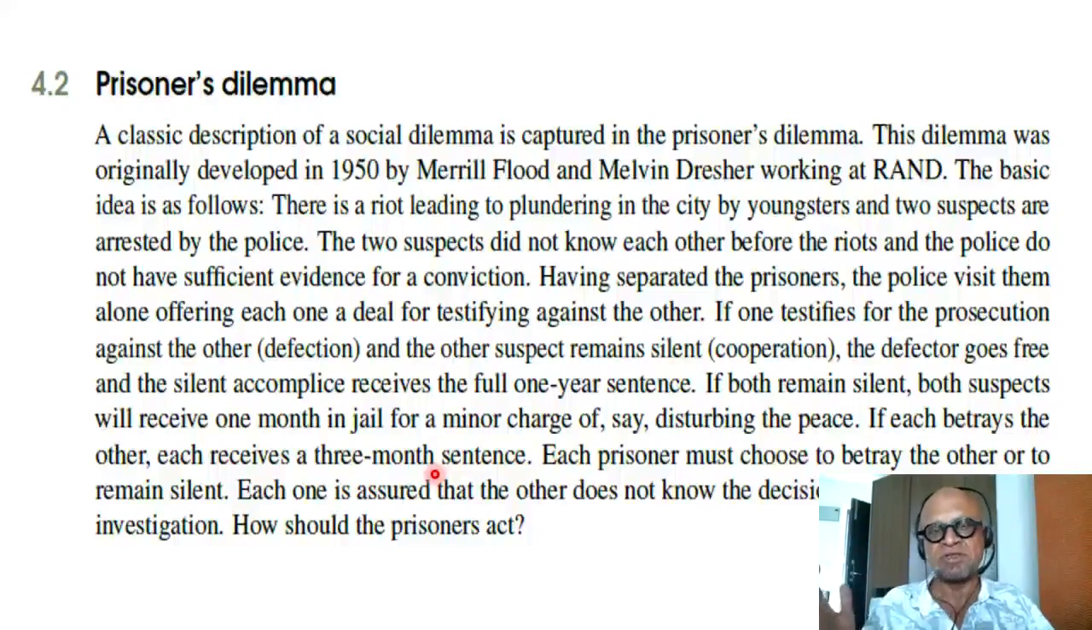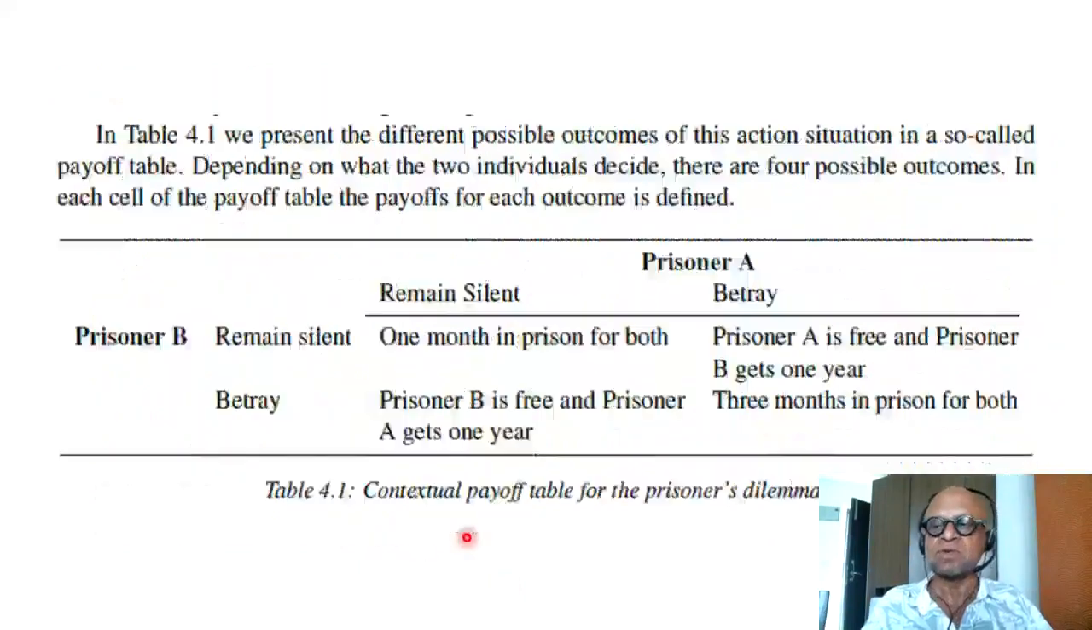So there are options. So suddenly you are considering options about squealing against the other, and it's not so obvious that you will keep silent, right? Because if you squeal and the other one doesn't, then the other one keeps silent, then you get off free. Each prisoner must choose to betray the other or to remain silent. Each one is assured that the other does not know the decision before the end of the investigation. How should the prisoners act? This is a social dilemma.